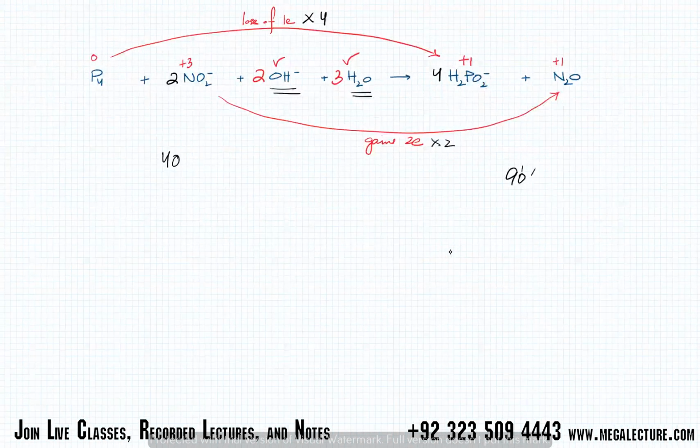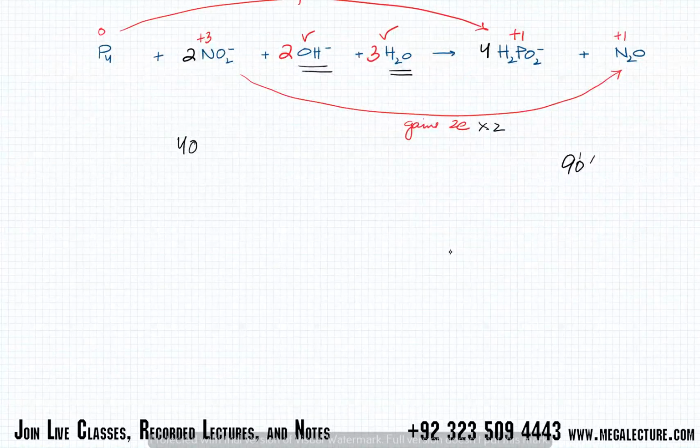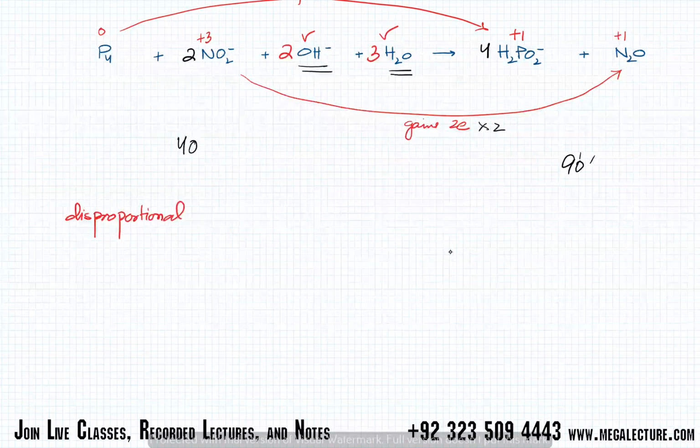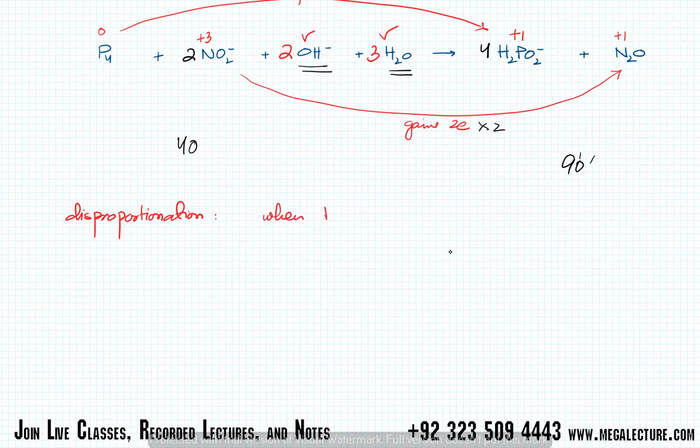So then, just very quickly, a small point on disproportionation. What is this? क्या होता था disproportionation? What was that? When one element loses and gains electrons in the same reaction. ठीक है, so when the same element gets oxidized and reduced at the same time.